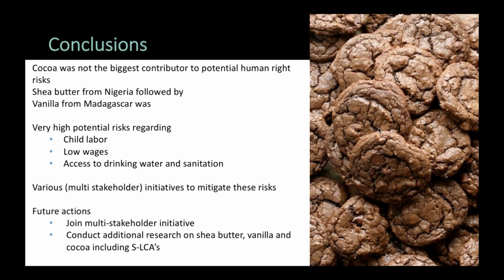cocoa was not the biggest contributor; shea butter and vanilla from Madagascar were. We didn't show everything here of what you can see in SimaPro, but from that you could see that especially child labor, low wages, and access to drinking water and sanitation were the biggest subcategory social impacts.